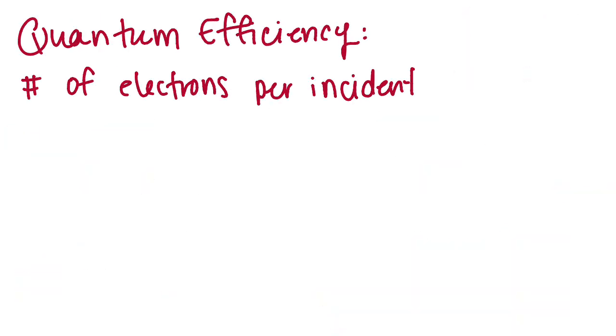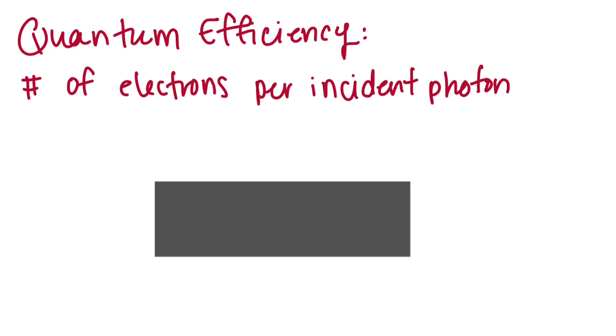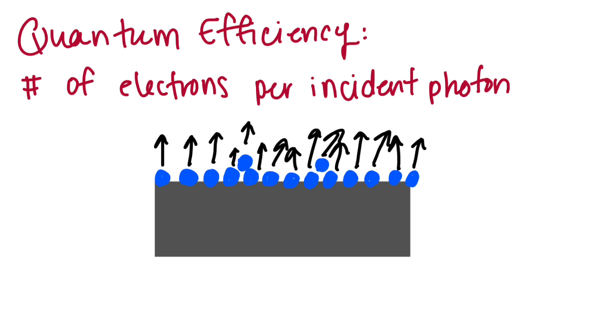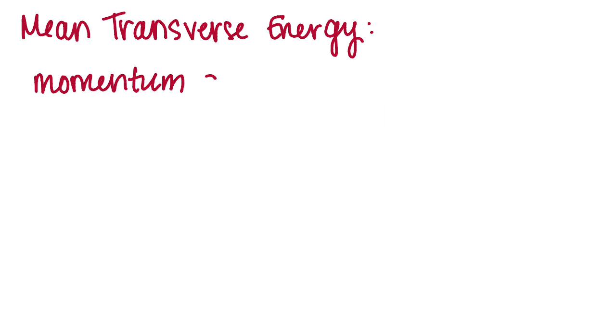Quantum efficiency is the number of electrons emitted per incident photon. Alkali antimonide films are already well known for their high QE, which is why we choose to use these materials. MTE is the momentum spread of the emitted electrons.